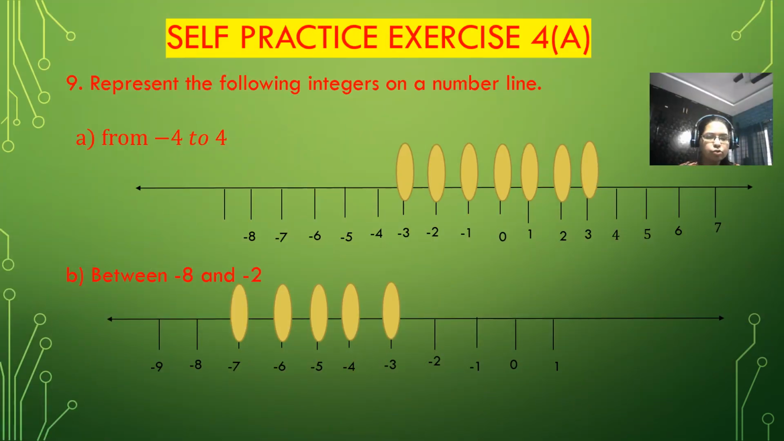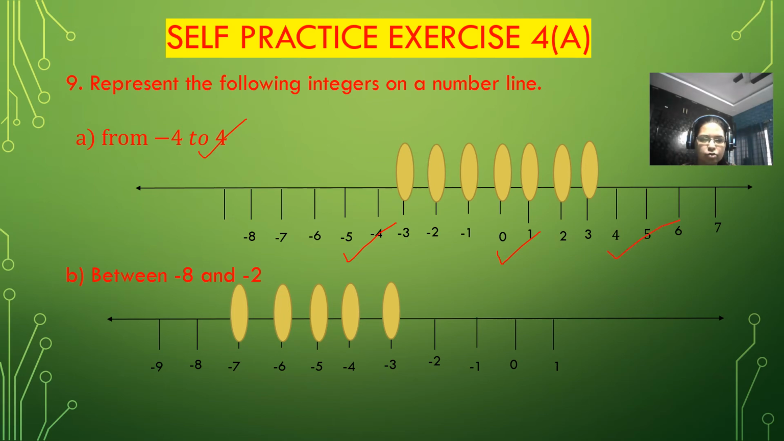Now we'll solve question number 9. Question number 9 is represent the following integers on a number line. First bit is from -4 to positive 4. First we draw the number line, and the middle line is 0, and from 0 to the left hand side negative integers, and from 0 to the right hand side positive integers.